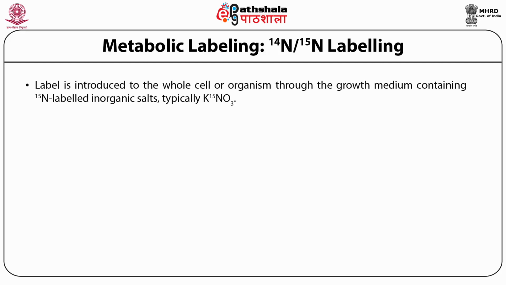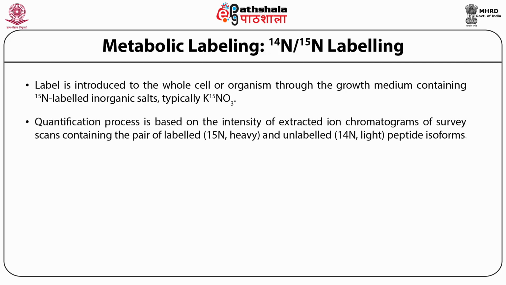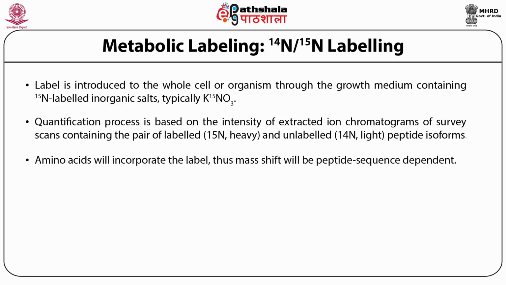Label is introduced to the whole cell or organism through growth medium containing nitrogen 15 labeled inorganic salts, typically potassium nitrate. Quantification is based on the intensity of extracted ion chromatograms of survey scans containing the pair of labeled, that is the nitrogen 15 heavy, and the unlabeled, that is the nitrogen 14 light, peptide isoforms. Amino acids will incorporate the label, thus the mass shift will be peptide sequence dependent.